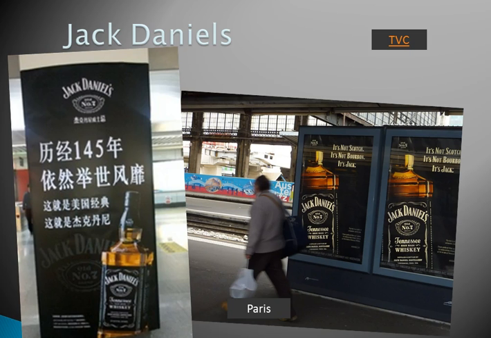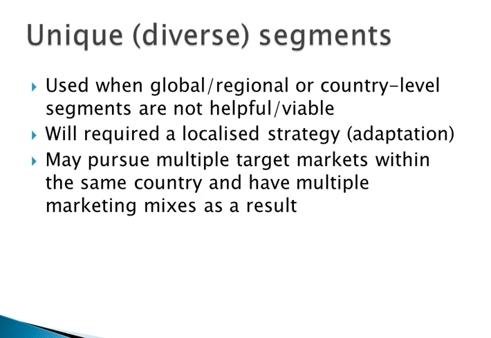Here's an example here for Jack Daniels. As you can see, the type of communication in this case in China and in France is quite similar. Obviously the language changes, but other than that, the same sort of positioning can be used, appealing to the same type of consumer. Obviously, in a lot of cases, we're not going to be able to identify global type consumers that carry across multiple markets. So in that case, we'll need to have a segment basis just for that country, or perhaps a small group of countries, and we'll need to have some sort of localized strategy.